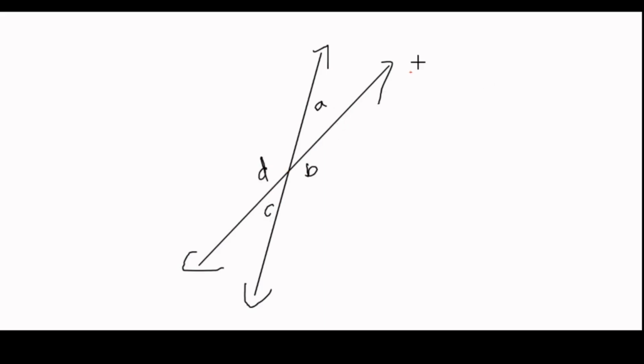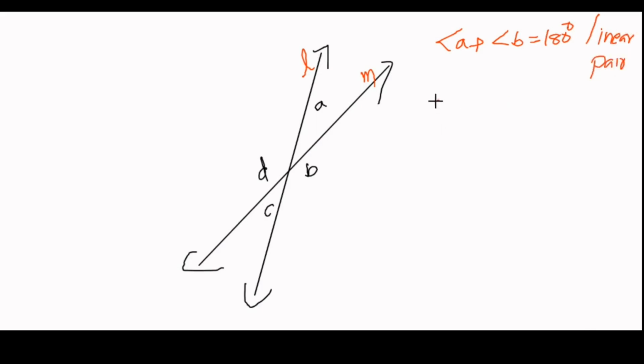Let these angles be A, B, C, D. I am not naming them with three letters because it will cause a little confusion. So A, B, C, D are four angles formed where A and C are opposite and B and D are opposite, formed by the intersection of lines L and M. The opposite pairs are A and C, B and D.